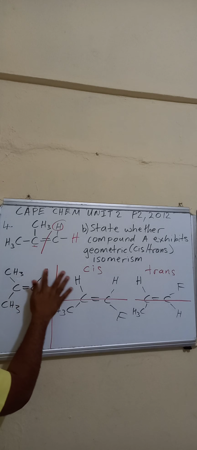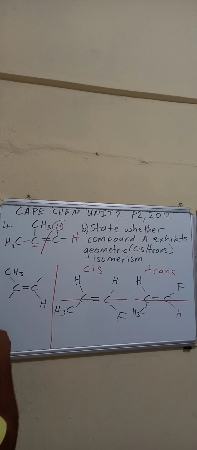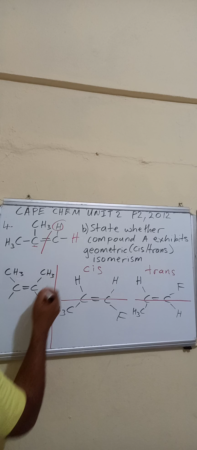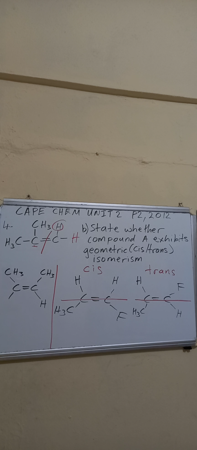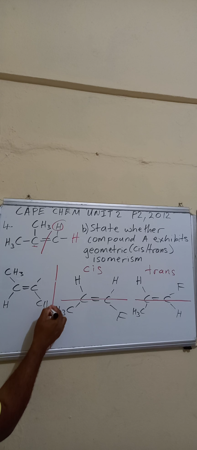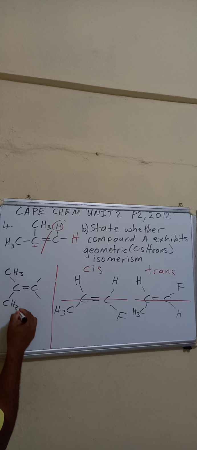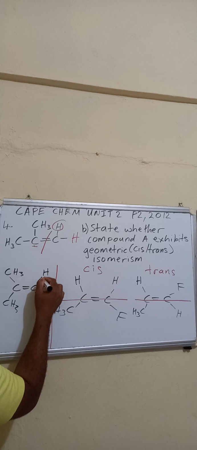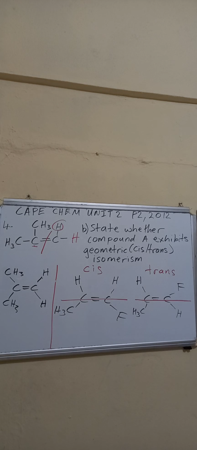For it to be geometric, both of these CH3 groups would have to be on the same side. So each carbon would have to have the same group. Alright? So like each of them has a CH3 group, or each of them has a hydrogen atom. So in that case, we could get them being on the same side and then being on opposite sides. But I cannot have this when the same groups are attached to one carbon of the double bond.